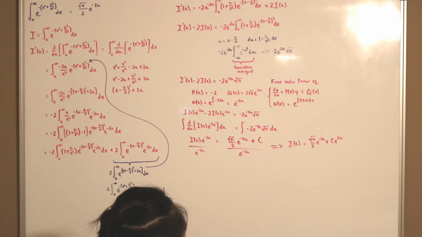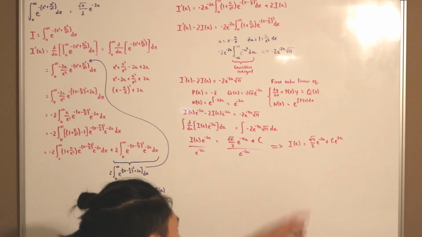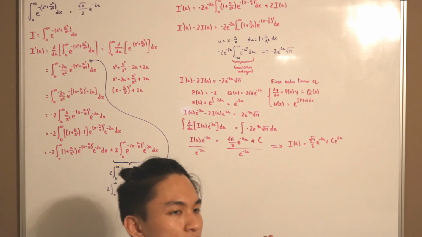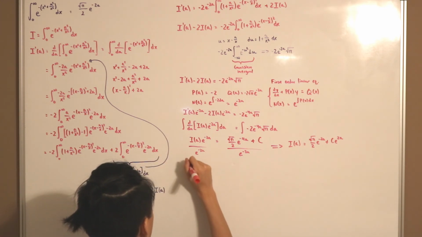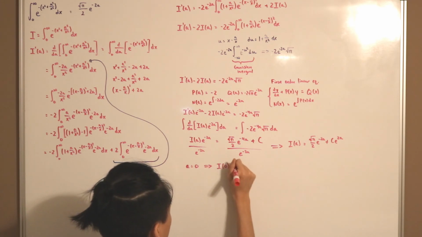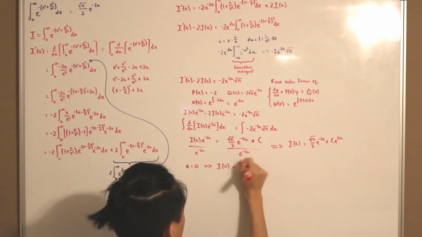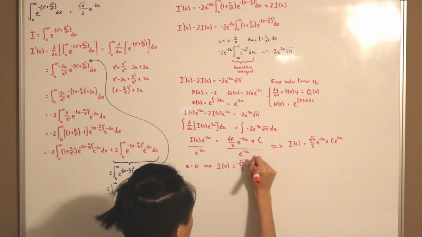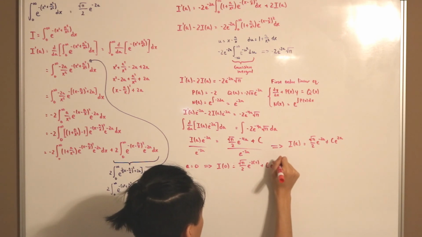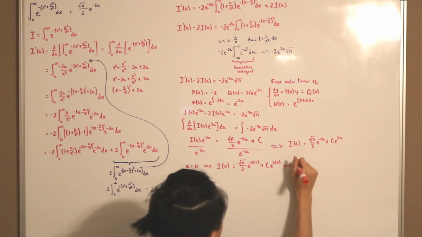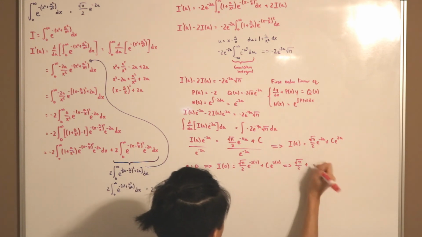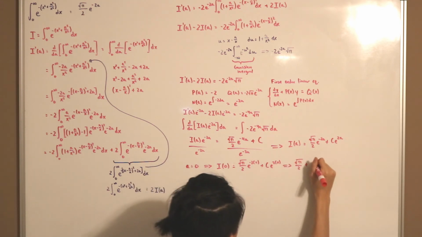Okay, so now all that's left is we need to solve for the constant c. So let's just use the base case, a equal to 0. If we let a equal 0, then I of 0 is equal to the square root of pi divided by 2, e to the negative 2 times 0, plus c times e to the 2 times 0. In other words, that's the same thing as the square root of pi divided by 2, then plus e to the 0, which is just 1, so plus c.